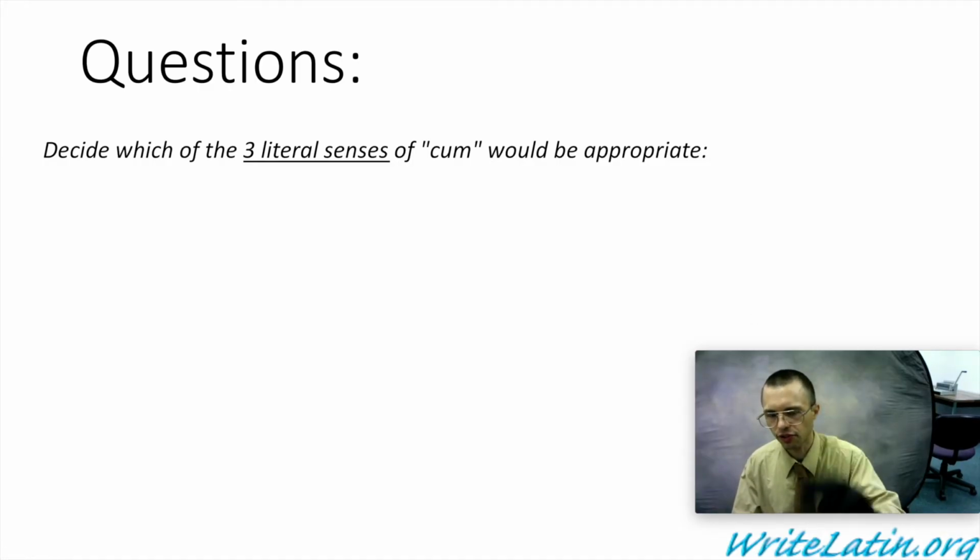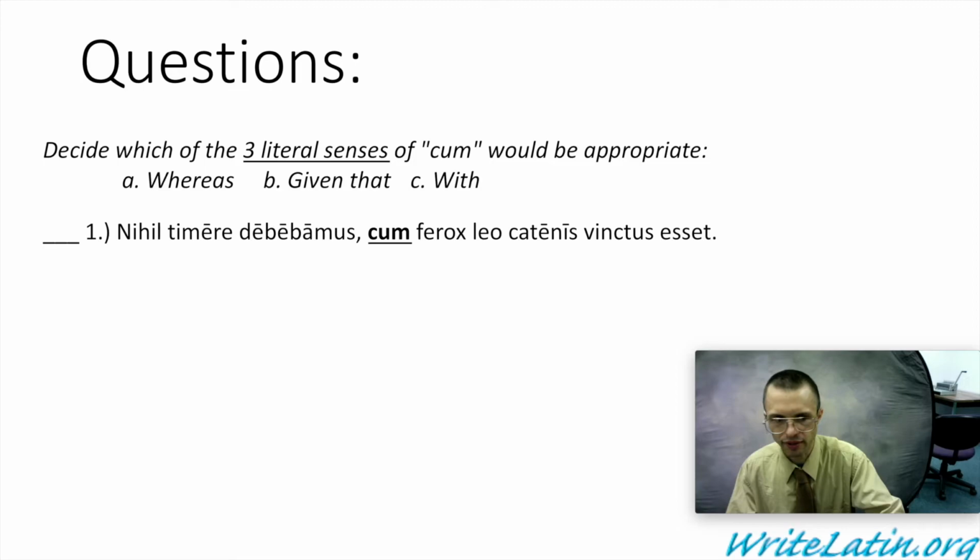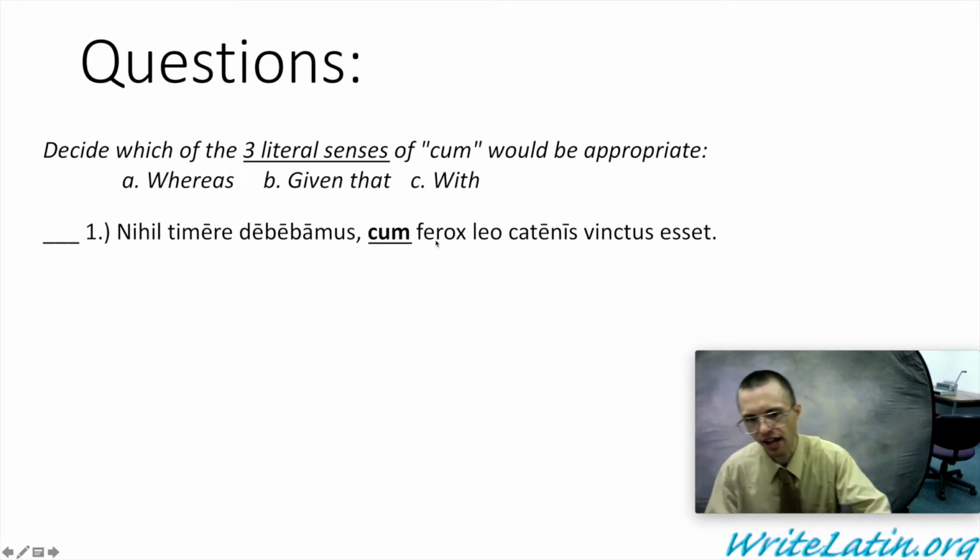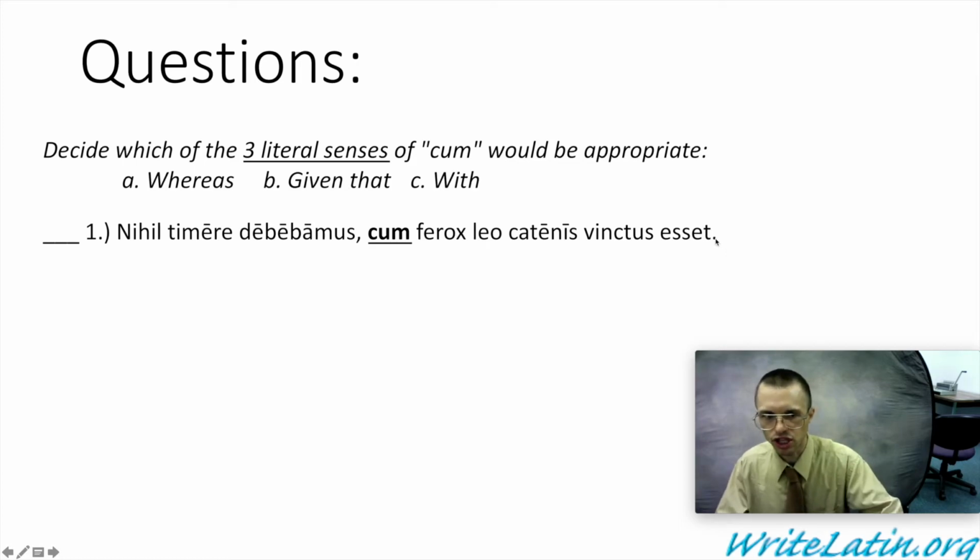Decide which of the 3 literal senses of cum would be appropriate. This is only 3 questions, so you're only getting your feet wet. Let's do it together. Nihil temere debebamos. We were owing it to fear nothing. Cum ferox leo catenis vinctus esset. Now, cum is in the middle of the sentence, so let's say, given that at that time, and at that time, since it was past, the fierce lion with chains might have been bound. See how that works? We should not have feared, given that at that time, the fierce lion with chains might have been bound. So we're going to pick B here, given that.